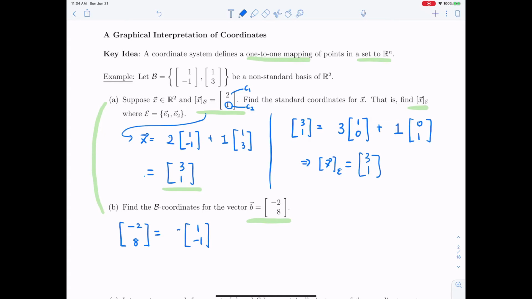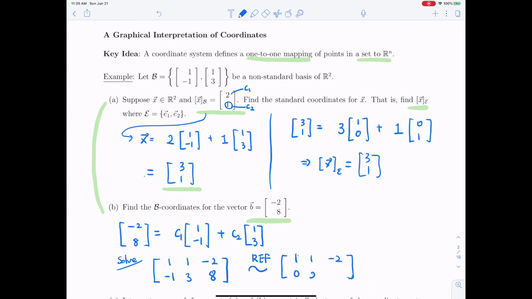So let's say (-2, 8) equals c1 times (1, -1) plus c2 times, say, (1, 3). Then if you consider the augmented matrix associated with this vector equation, the matrix is given by 1, -1, 1, 3, and -2, 8. And then if you do the REF of this augmented matrix, I guess we can simply add the first row to the second row. Then this gives you 1, 1, -2, and 0, 2, 3.